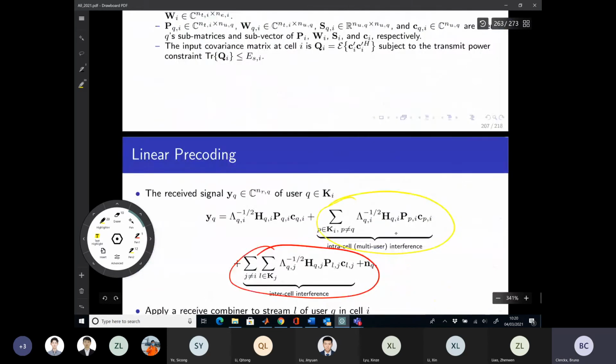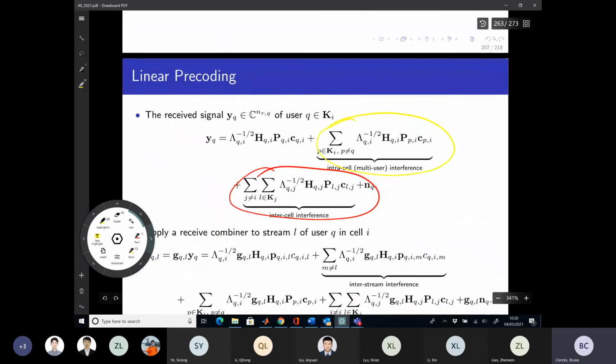I have my received signal here. This looks like a point-to-point MIMO. I transmit multiple streams to user Q, and I receive multiple observations. This looks like a point-to-point MIMO, where I precode those streams of information, but now they have been corrupted by intracell interference and intercell interference. Those interference terms are a function of the precoders that I have for those different streams.